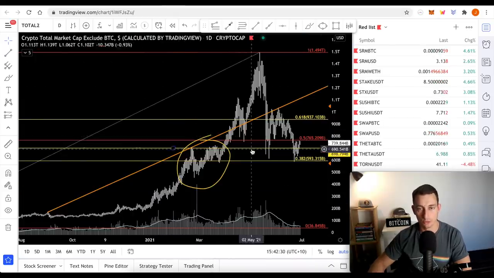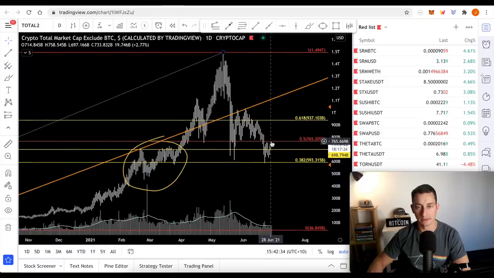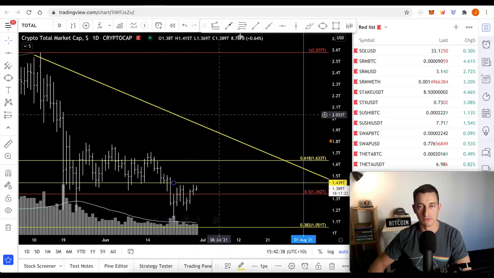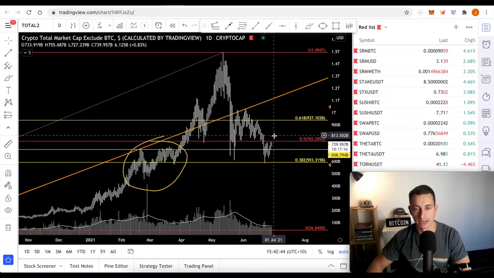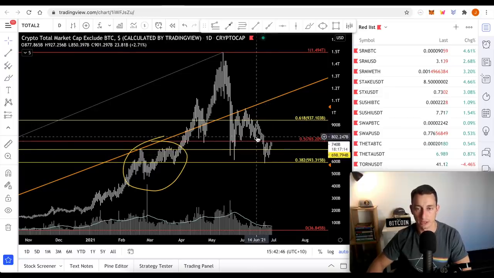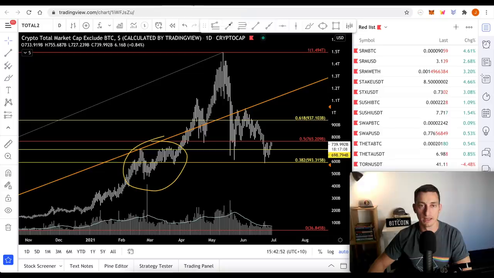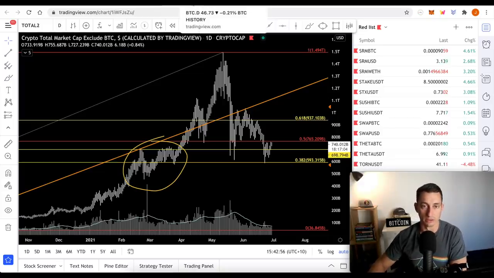Total 2, which is everything except Bitcoin, is not as strong. See how it's underneath the 50%, whereas just total is just above the 50%. Very minor things here, but being below is a little weaker as well. I do think this will probably come back up and test these levels around 800 billion, currently sitting at around 740, but I wouldn't be surprised if it started to bleed out again if and when Bitcoin takes off. I do think it's a when, not an if.